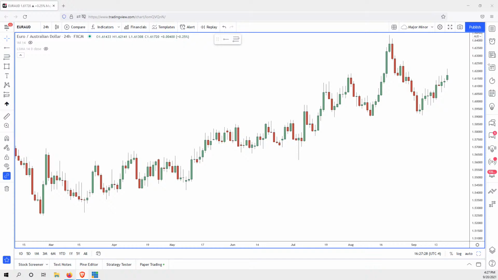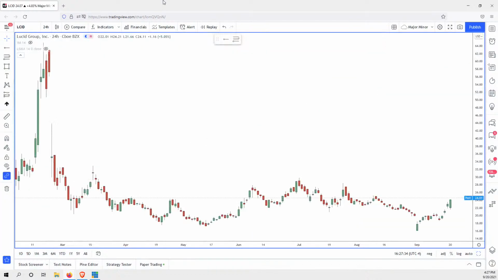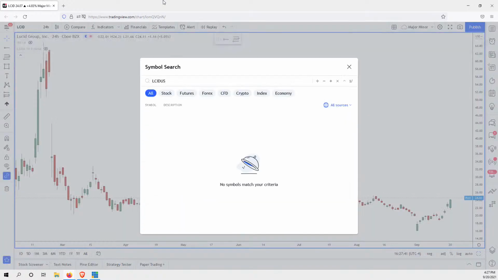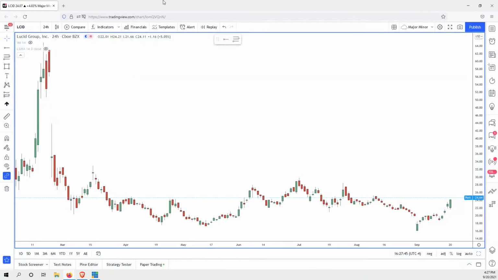What do you think of LCID? Okay, LCID. What is that? Is that a coin, or is that a stock? Let me try the coin. LCID, USD. No, I guess it's a stock. LCID. So what do I think of this?